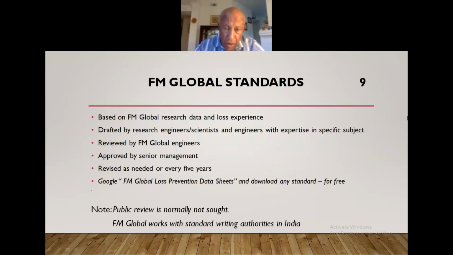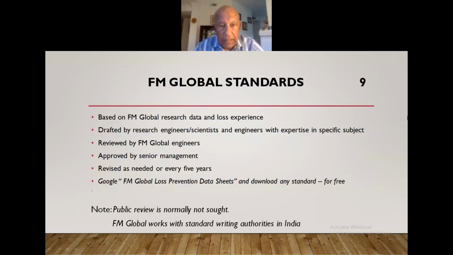Okay, how are FM Global standards written? Two basic pillars. One is our research data, which is generated at the FM Global Research Laboratory in Rhode Island, and also our loss experience. Every loss over $1 million is thoroughly analyzed. What happened, what went wrong, and more importantly, was our standard right or wrong? Did the standard fail? And we can update the standard based on that loss experience as quickly as we can.